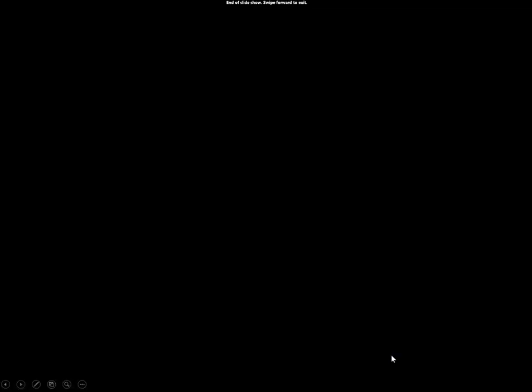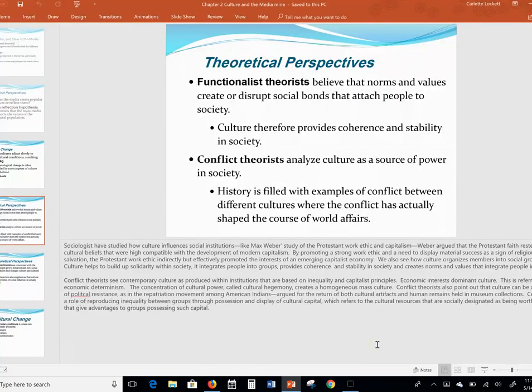And one of the things with, I don't know why my thing keeps doing that. My computer is really, really sensitive.